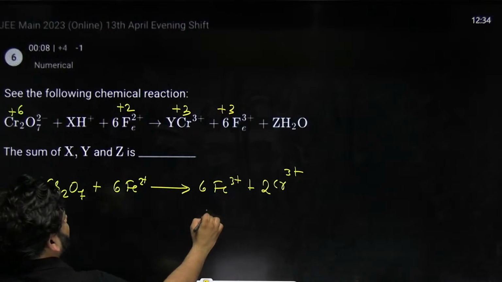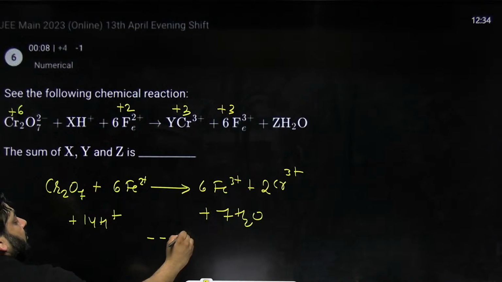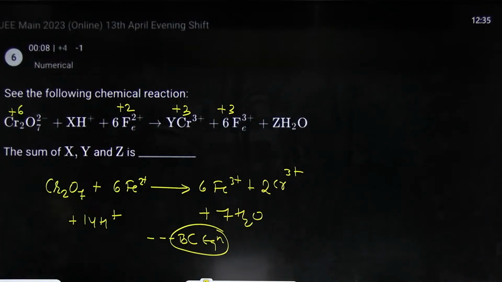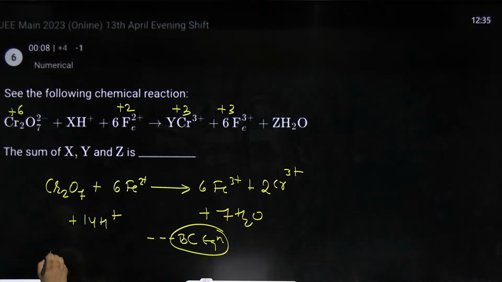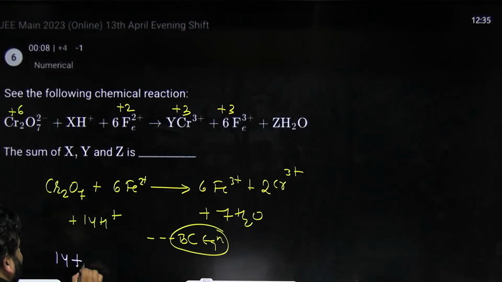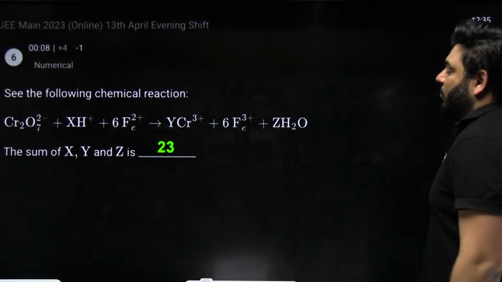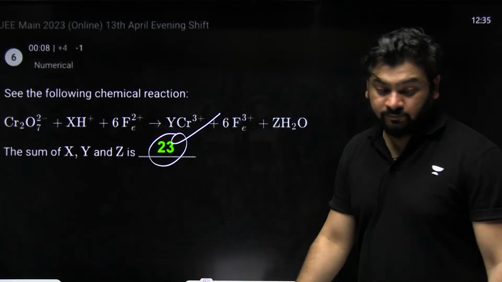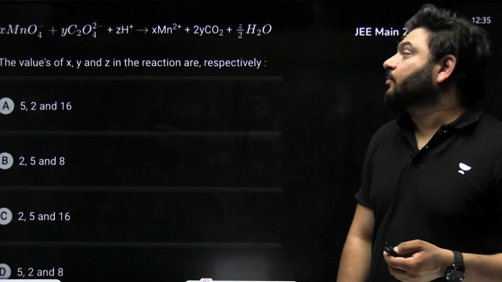How many water molecules do we have to add? 7, because 7 oxygens are here. 14 H+ will be added here. This is now your balanced chemical equation. What has been asked, by the way? The sum of x, y, z. How much is x? H+ is 14, y is chromium, 6, and z is water molecules, 7. So 23 is the answer, I guess. What do you think? 23 is a very absurd number, but let's see. So this is something quite easy for us, solving and procuring what we want.